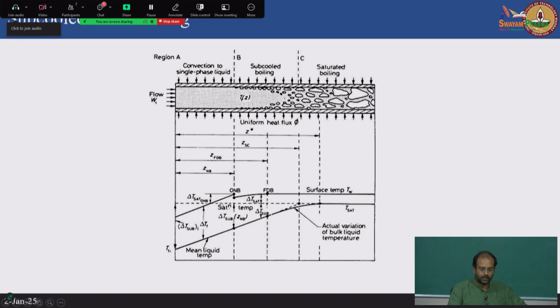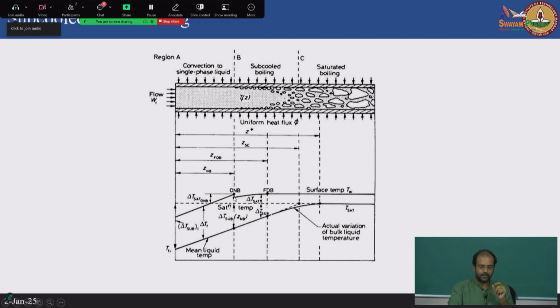So, this is actually the plot. The higher temperature here shows the surface temperature of the wall along the length of the tube, and the temperature below it is the mean liquid temperature. As you can observe, before the onset of nucleate boiling, when there is a single phase liquid, the slope of this line is like this for the surface temperature.